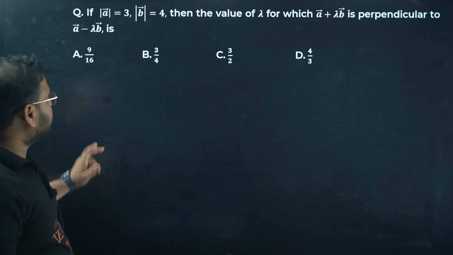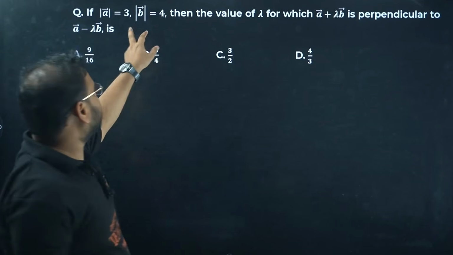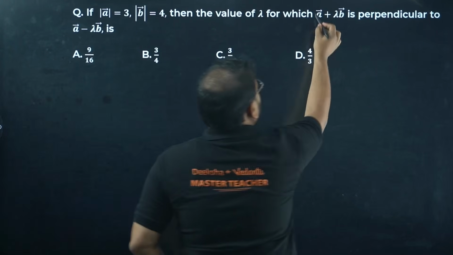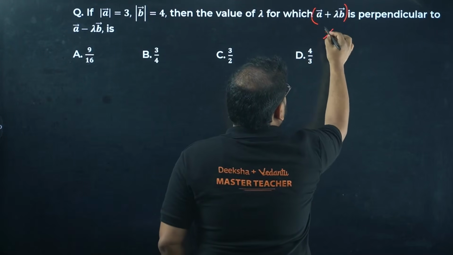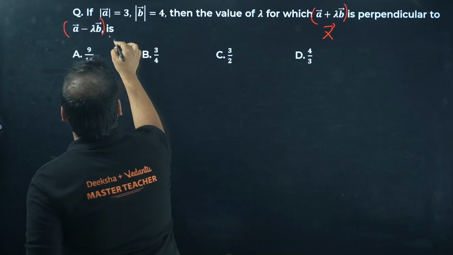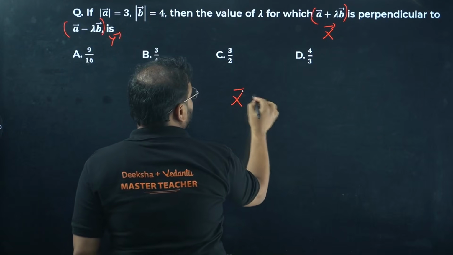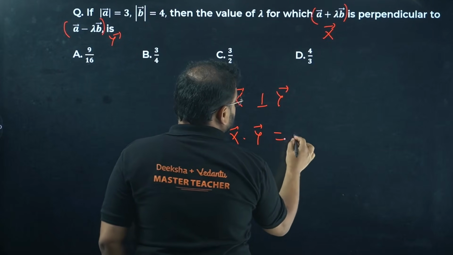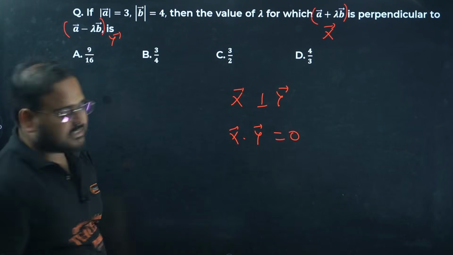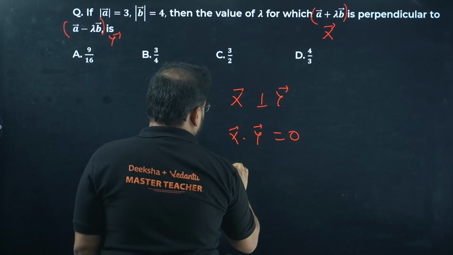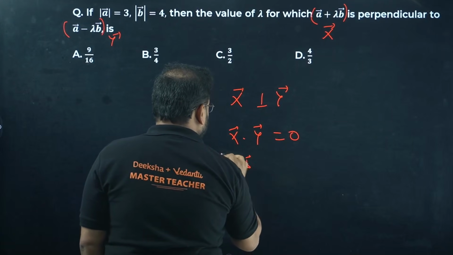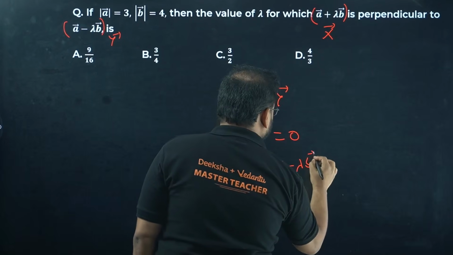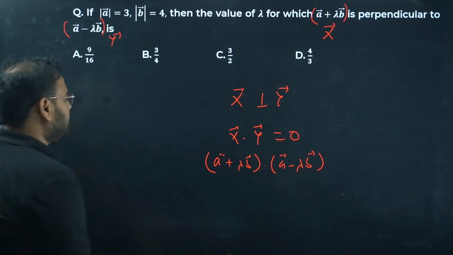Clear? Okay. Next, one question on this. Mod of a is given as 3, mod of b is given as 4. Find the value of lambda for which this vector, let's call it vector x, is perpendicular to this vector, vector y. We are saying x is perpendicular to y, which means x dot y will be 0. Check here: we have a plus lambda b dot with a minus lambda b.